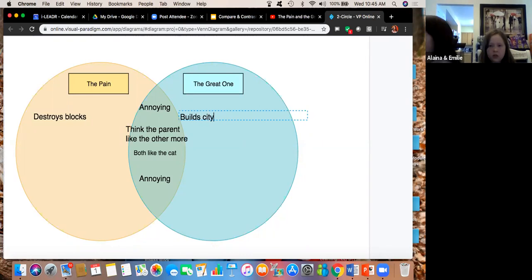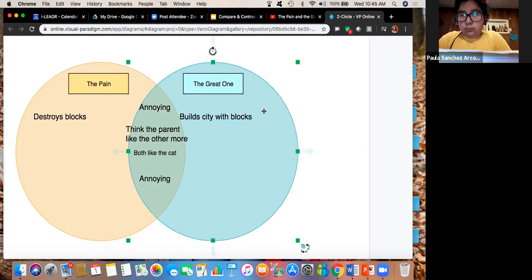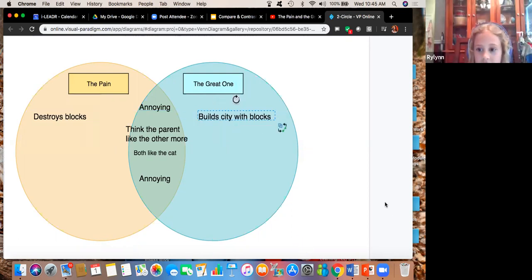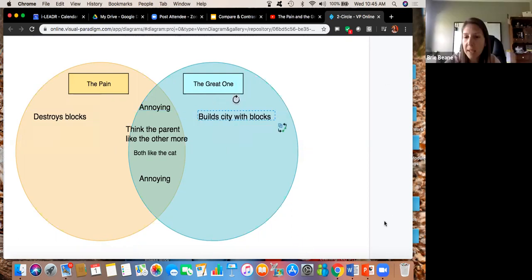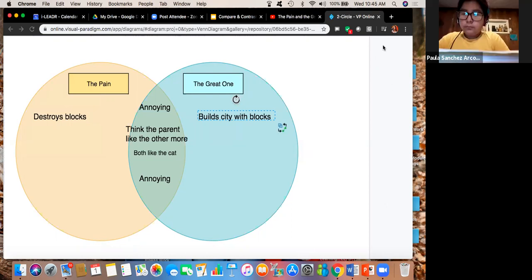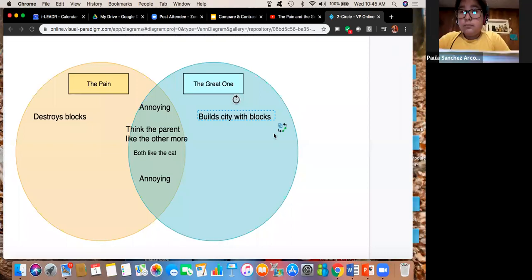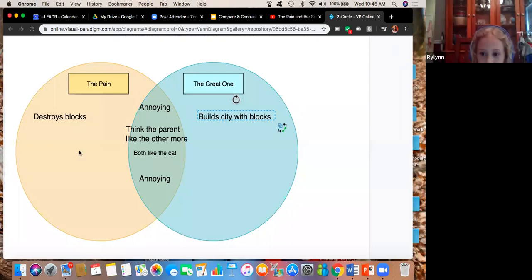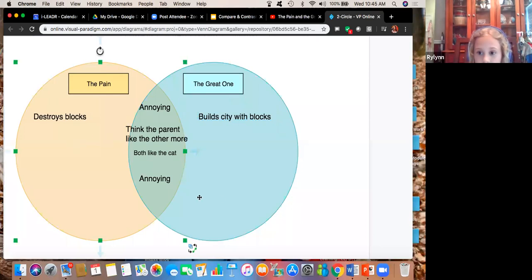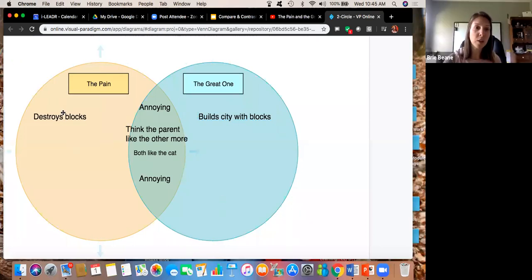The pain is scared to put his head in the water. Hold on one second, I need to mute. Hold on, so I can hear you. There we go. Okay, go ahead, Rylan. The pain is scared to put his head in the water. That's right. The pain is scared to put his head in the water. Good job.